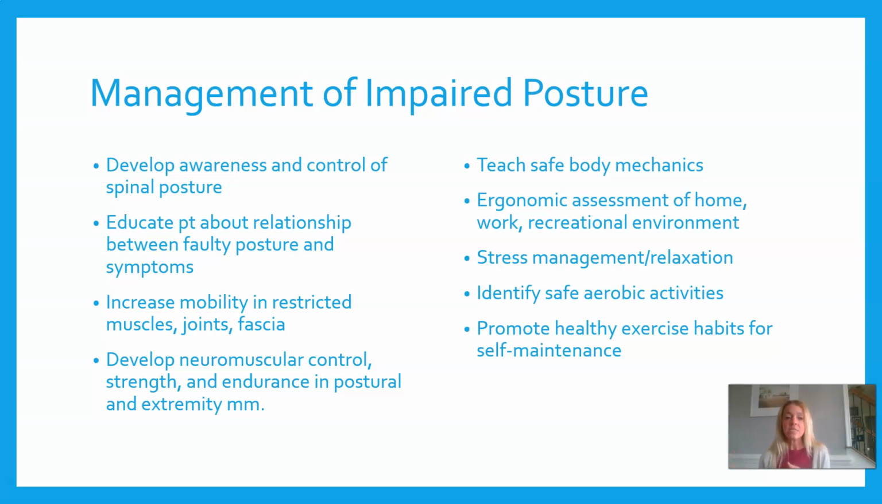And then we need to increase the mobility in the restricted muscle, joints, and fascia. So anything that's tight, we need to work on range of motion and stretching in order to get back all of that mobility. And then we need to strengthen or develop neuromuscular control and endurance in the postural and other muscles that have become weakened because of the position that they're in. We need to teach our patients safe body mechanics. We need to do an ergonomic assessment of their home, work, and recreational environment. Anywhere they're spending a great deal of time, we need to make sure that it's set up properly for them.